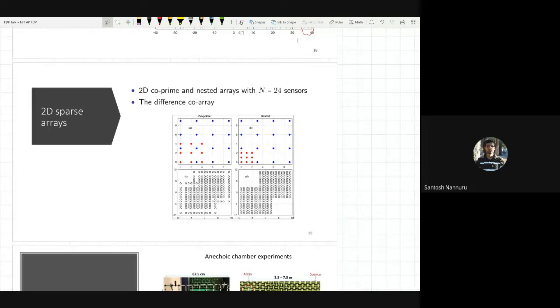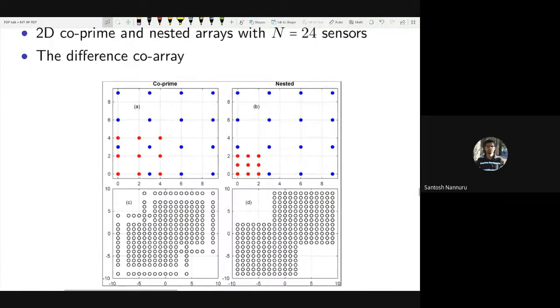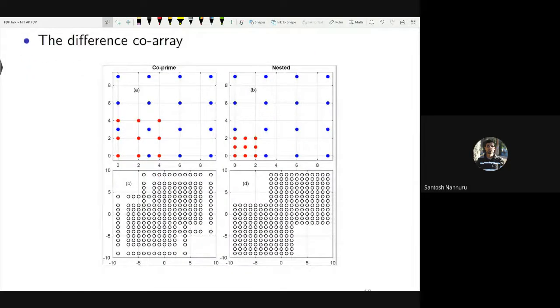So you can have co-prime arrays and nested arrays in 2D, which will look something like this, right? Red and blue are the two ULAs which have been merged. If you look at the top left, the 2D co-prime array, red is one ULA and blue is another ULA. Their spacings are related in a co-prime manner. Similarly, nested will have a dense part and then a spread out part, the two arrays. These are sensor locations, 2D sensor locations on a grid.